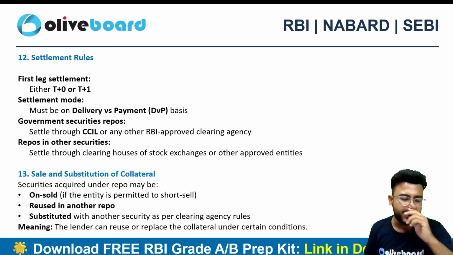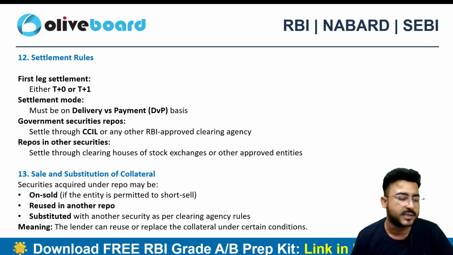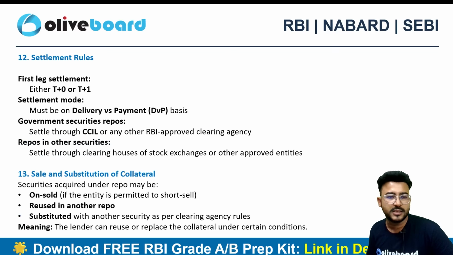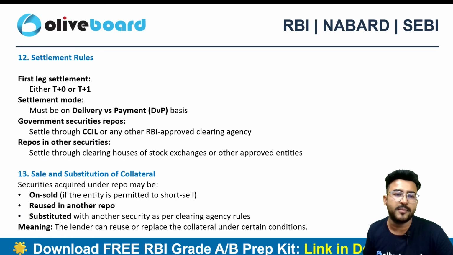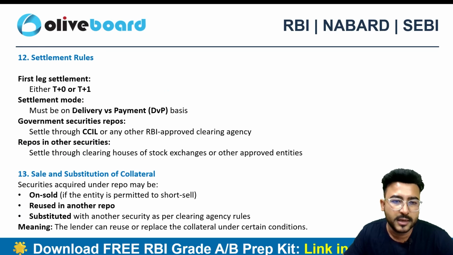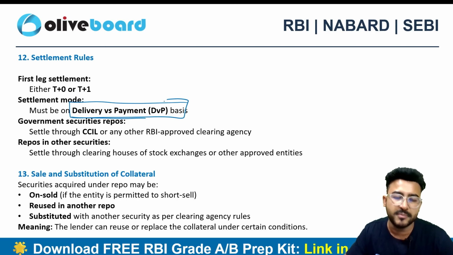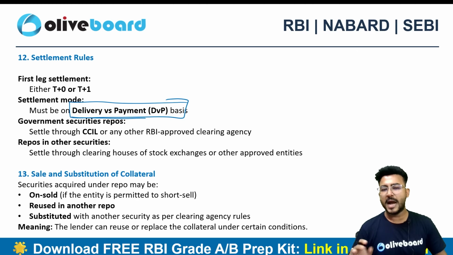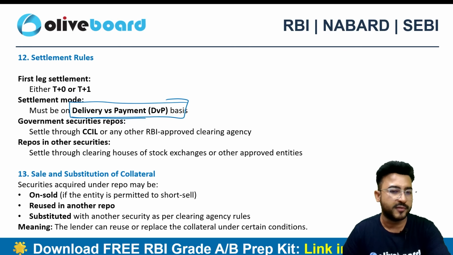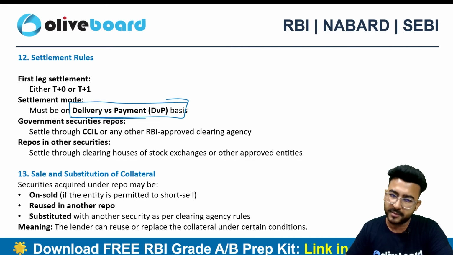Settlement rules are quite straightforward. For the first leg, it can be either T+0, on the transaction date itself, or T+1, right? And the settlement mode can be only delivery versus payment. That means the delivery and payment settlement will happen simultaneously, completely avoiding the settlement risk. Meaning you cannot default here, right? There is no scope of default because they have strictly prescribed the delivery versus payment methodology.